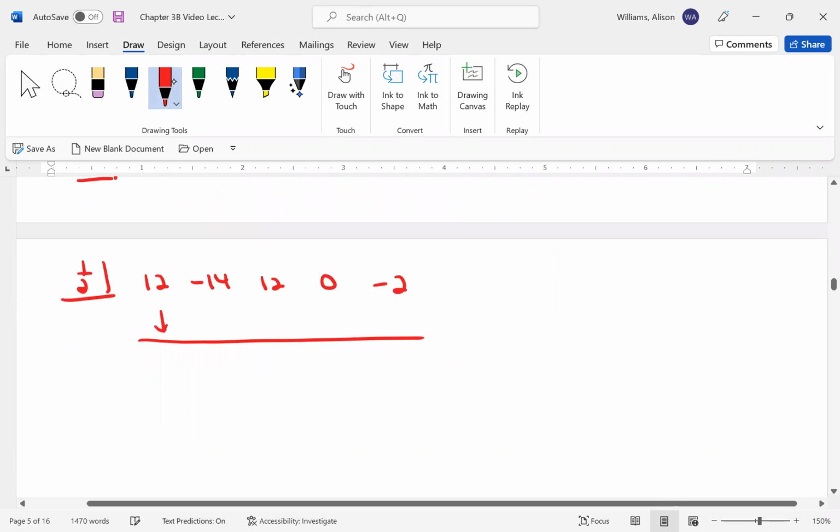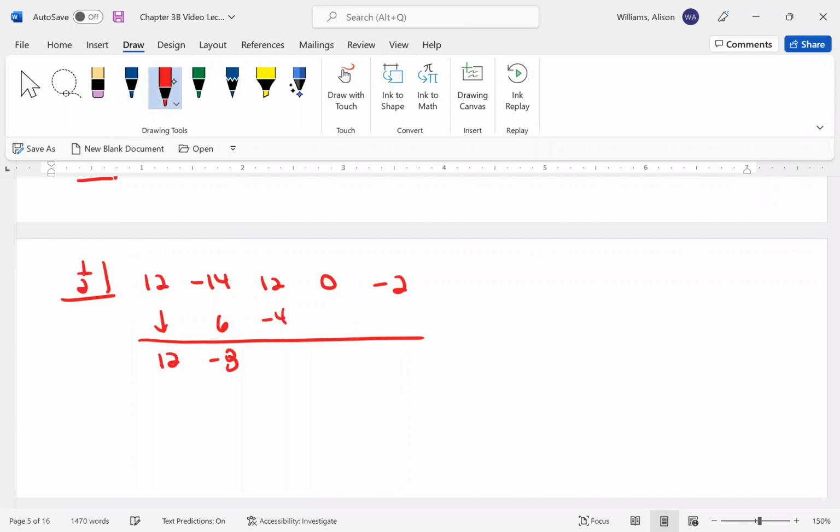All right. So that's going to be 12 times 1/2 is 6, negative 8 times 1/2 is negative 4. That's positive 8 times 1/2 is 4. That's 4 times that is 2. And there we go. Okay. So 1/2 twice. Then it looked like negative 1/3.